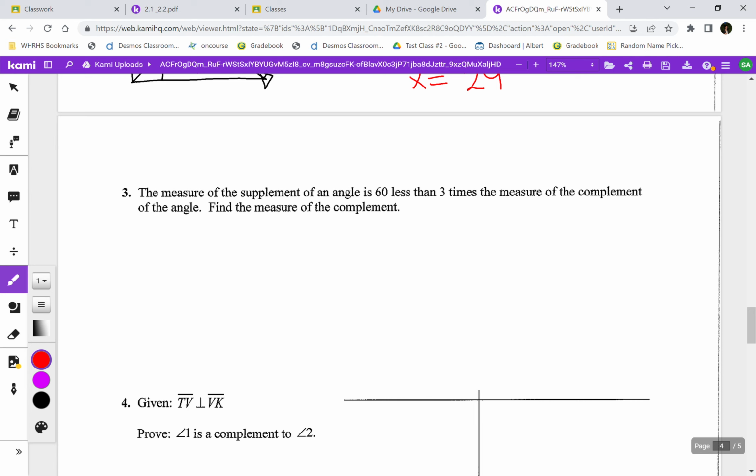All right, number 3. The measure of the supplement of an angle is 60 less than 3 times the measure of the complement of an angle. Find the measure of the complement. So what curveball did I throw in on this problem? Because in the past I said if it's a supplement, draw a straight angle. If it's a complement, draw a right angle. But now I've thrown in some kind of curveball at you. James? I can't hear you.